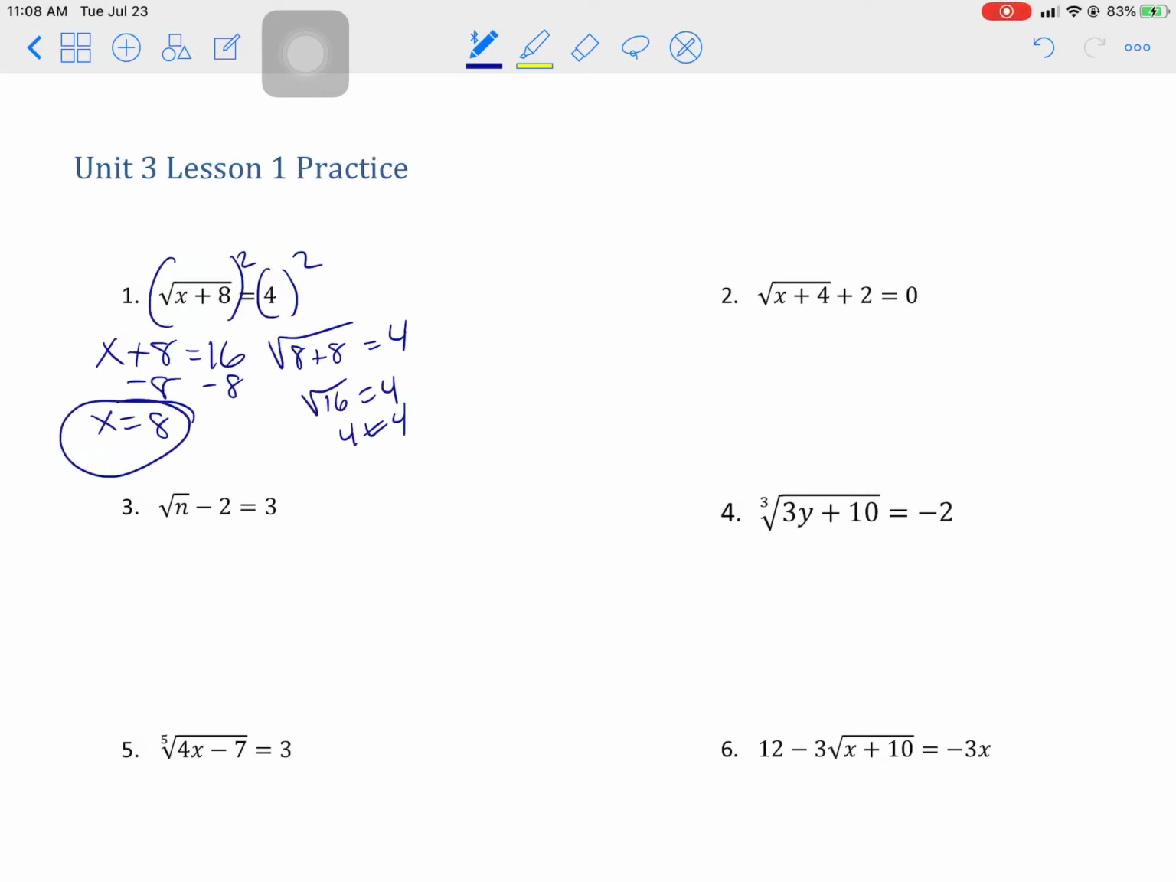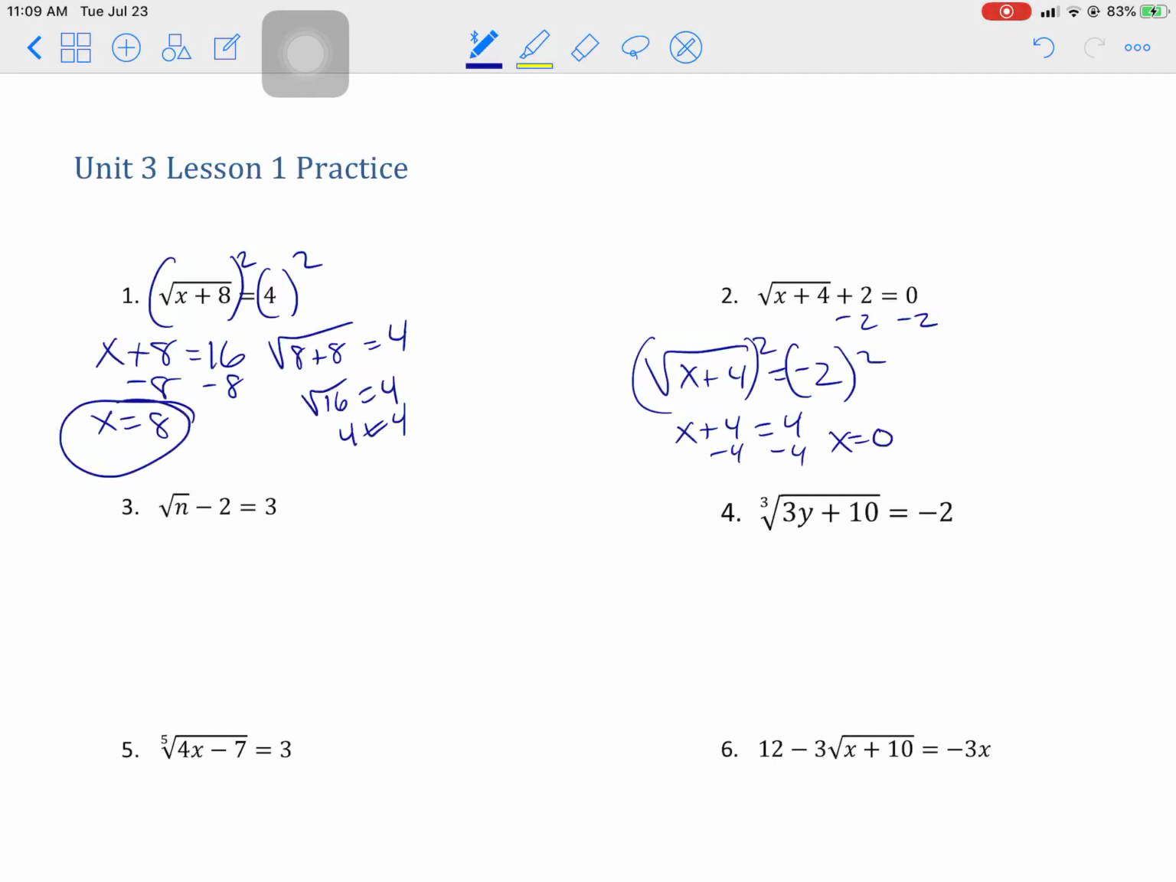This one, the radical is not alone. Number 2, the radical is not alone. Need to move the constant term away to get the radical term alone on one side. And raise it to the power to get the radicand cleared. Negative 2 times a negative 2 is a positive 4.